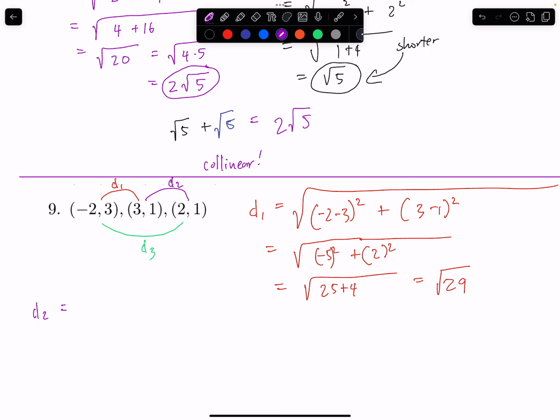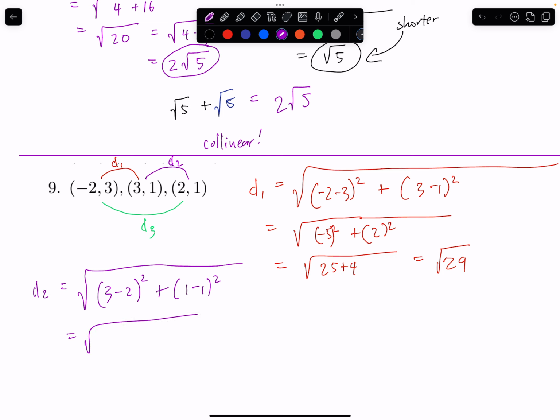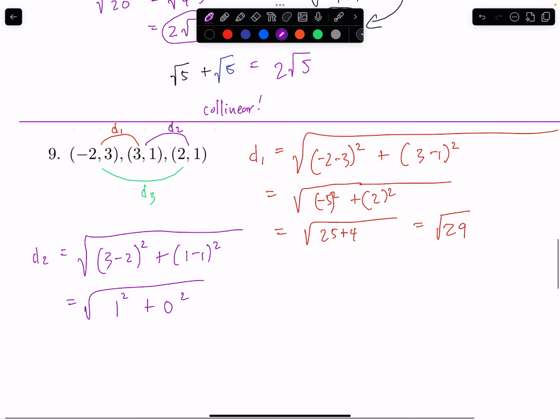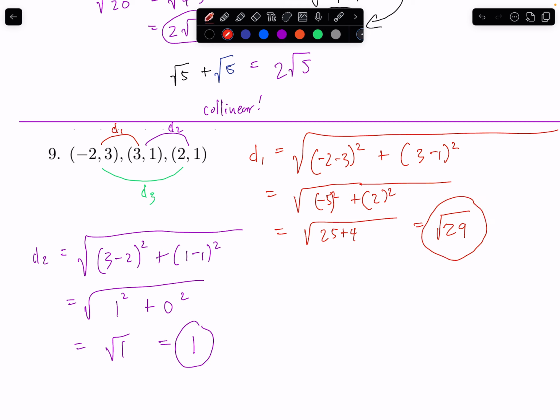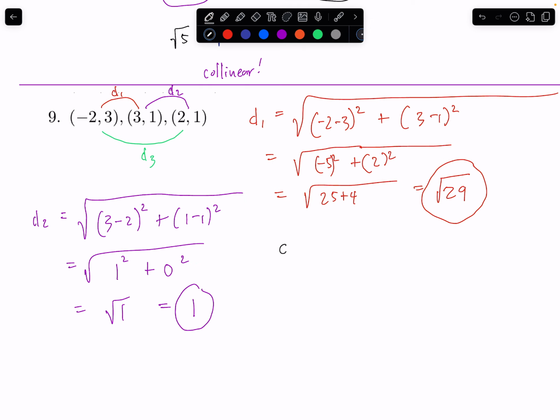Okay, D2. Okay, 3 minus 2 squared plus 1 minus 1 quantity squared. Okay, that's easy. 3 minus 2 is 1. And 1 minus 1 is 0. So 1 squared plus 0 squared. Right? Which is just square root of 1. Or just 1. Okay, so D2 is 1. D1 was square root of 29. All right, I feel like it's unlikely that two are going to add up to the third one, but let's just check. D3.